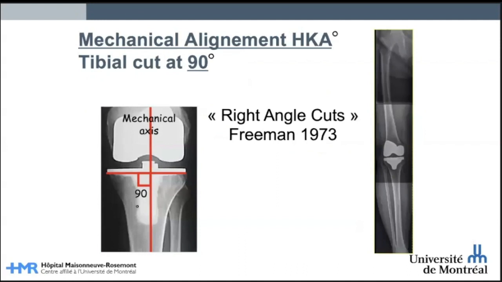From 1973, Michael Freeman proposed to use right angle cuts to perform a total knee arthroplasty. This was called the mechanical alignment technique. This is a systematic technique, one size fits all, where all human knees are implanted the same.